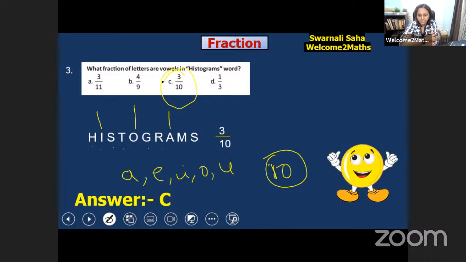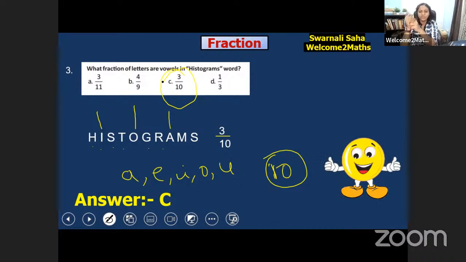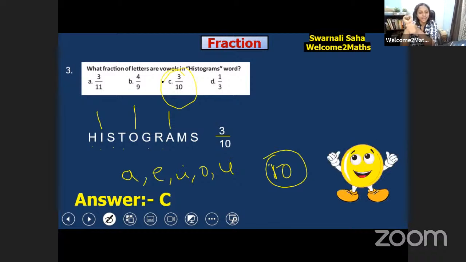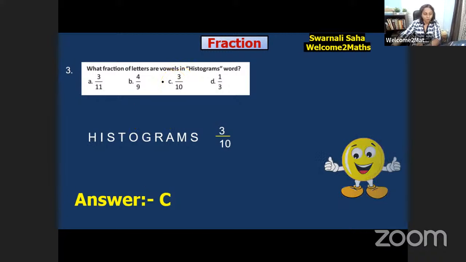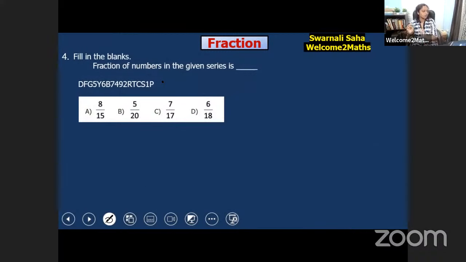How are the questions? Are we enjoying? Let's solve some more questions. Very good, it's 3 by 10. Okay, let's solve some more. Now the next question is, find the fraction of numbers in the given series. So we have to find that out.